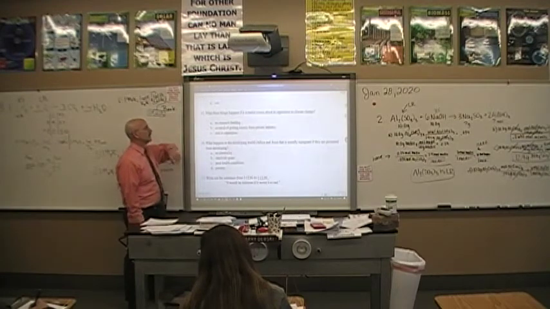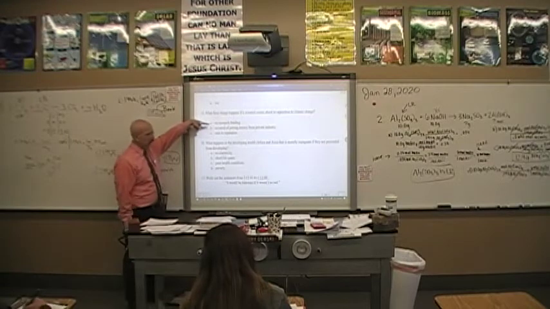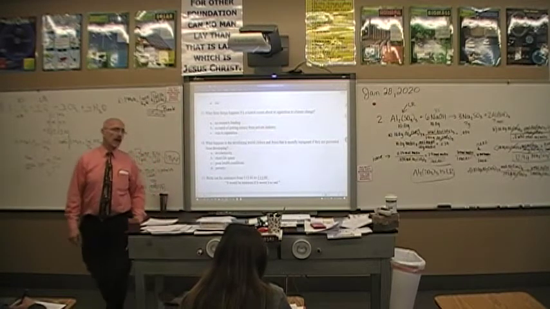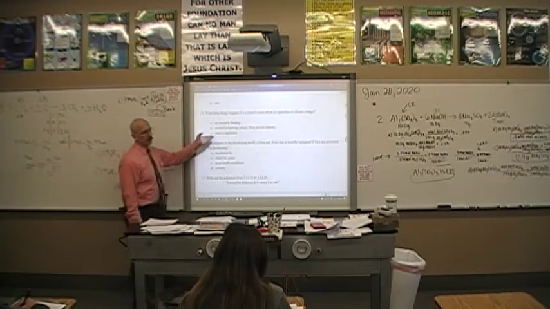What 3 things happen if a scientist comes out in opposition to climate change? They lose their funding for research. They get accused of getting money from oil companies. And thirdly, their reputation is ruined.